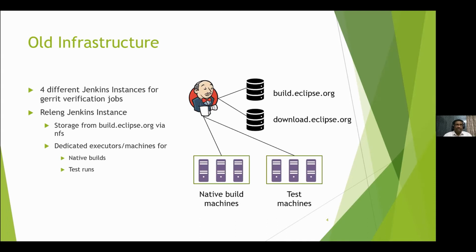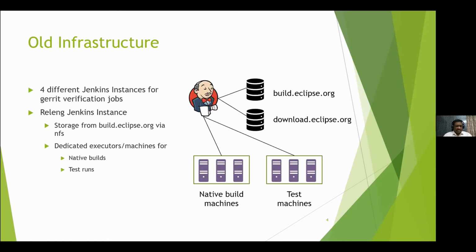This is used for build management. For this one, we use storage from build.eclipse.org and download.eclipse.org via NFS, and we have dedicated executors and machines for native builds, test runs, etc. The build job takes close to 3 hours.